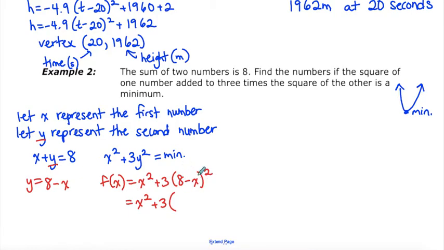So when I have a bracket and I'm squaring it, I can either think about writing this out twice. So I could write this as 8 minus x times 8 minus x and then use FOIL to solve that. That's one way to do it. Or I could square the first term. So 8 squared is 64. I can square my last term. Negative x squared is positive x squared.